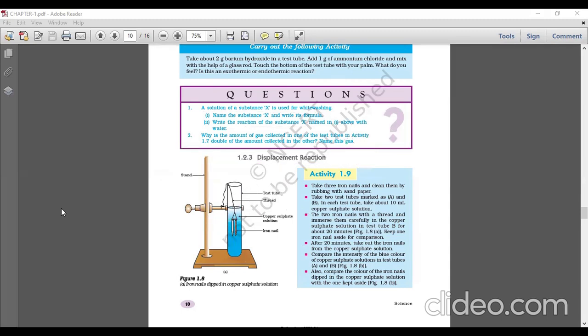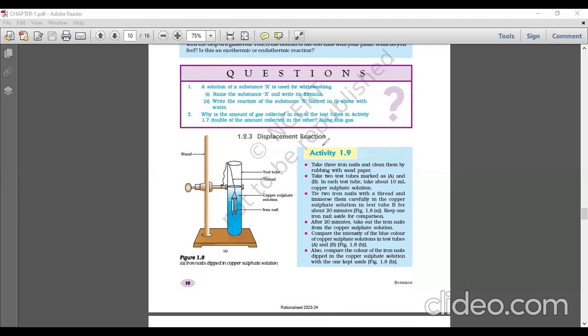This is also an important question which may be asked even in your board exam. Now let us see the next activity, displacement reaction. Again, a simple trick you can remember: A plus BC gives rise to AC plus B. Now here what happens? B is displaced. Displaced means it changes place, and it joined with A. And what happened?